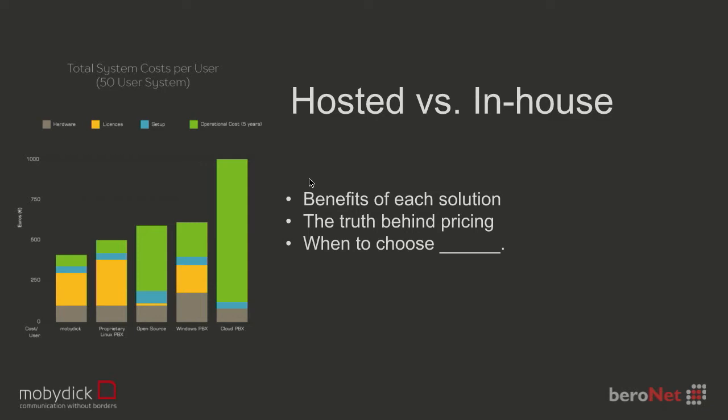But we've also, on the last one, on the right-hand side, you can see the cloud PBX. And yes, hardware costs are lower up front. Setup is much lower. But then operational costs over a period of 5 years, cost per user, we reckon it's about €1,000 per user. Whereas if you own the system, you don't have that. So your return on investment is also much, much better and quicker when you have an in-house system. So that's the truth behind the pricing. But there are a few more bits behind the pricing as well.